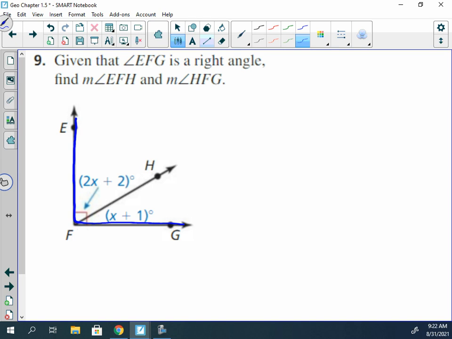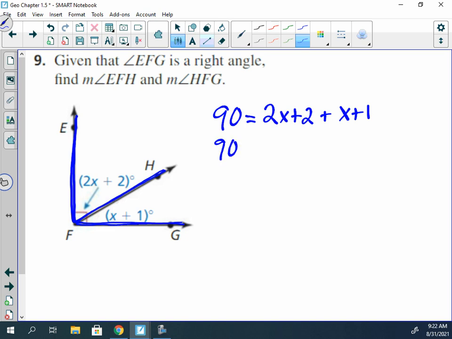So what did we say the measure of the entire angle was? So 90 is equal to this angle here, which is 2x plus 2, plus the other angle, which is x plus 1. So those two angles add together to give me the whole. But we don't have to do anything with 90 yet. But what can we do at the other side?